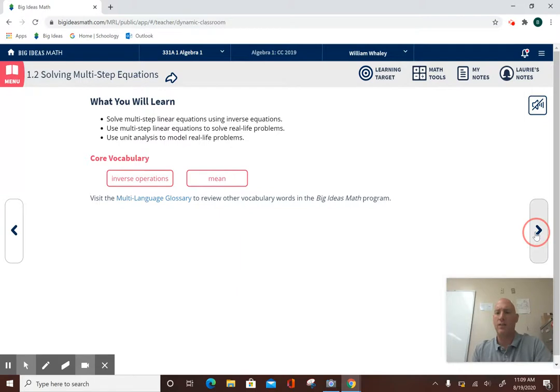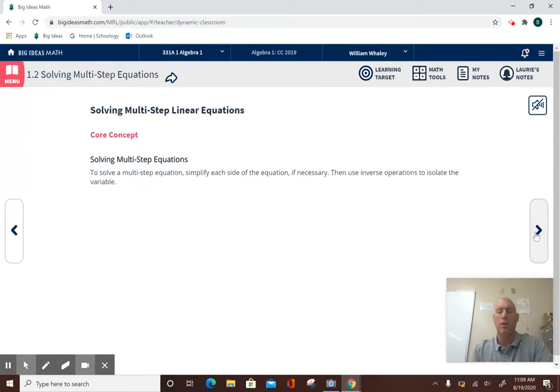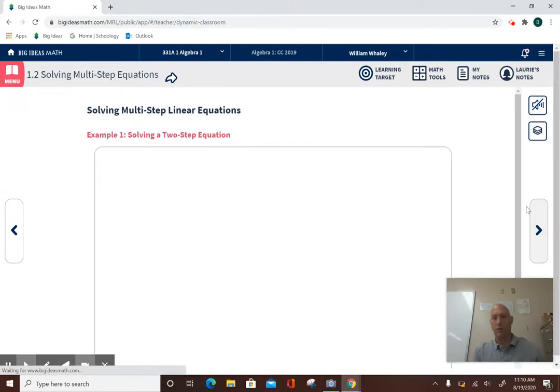I'm hoping this isn't the first time you've seen mean, but if it is, then I will review it with you in class further. So now, to solve a multi-step equation, simplify each side of the equation if necessary, then use inverse operations to isolate the variable. I will be going over all of that, what that means. This part we will not see in the first couple examples in the very beginning, but we're going to focus on this right off the bat. Use inverse operations to isolate the variable. We already talked about inverse operations. That's undo, cancel. But now we're going to have more than one step, okay? So let's just jump into our notes, and I'll explain it as we go through.